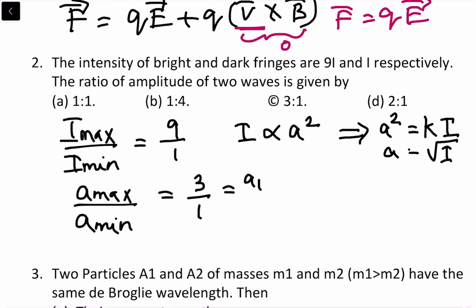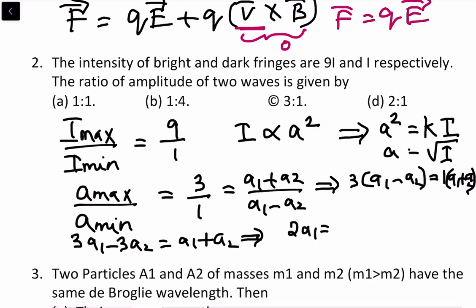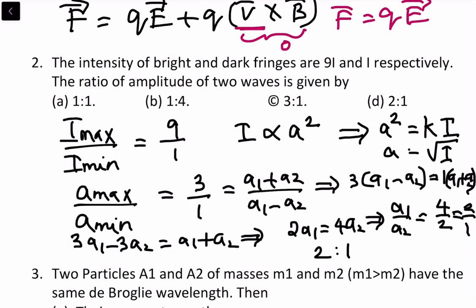Okay, so that is equal to A1 plus A2 divided by A1 minus A2. Therefore, you will get 3 into A1 minus A2 is equal to 1 into A1 plus A2. Then you will get 3A1 minus 3A2 is equal to A1 plus A2, which gives rise to 2A1 is equal to 4A2. Therefore, A1 by A2 is equal to 4 by 2, which is equal to 2 by 1. So the answer is 2 is to 1. 2 is to 1 is given in option D. So the answer is D.